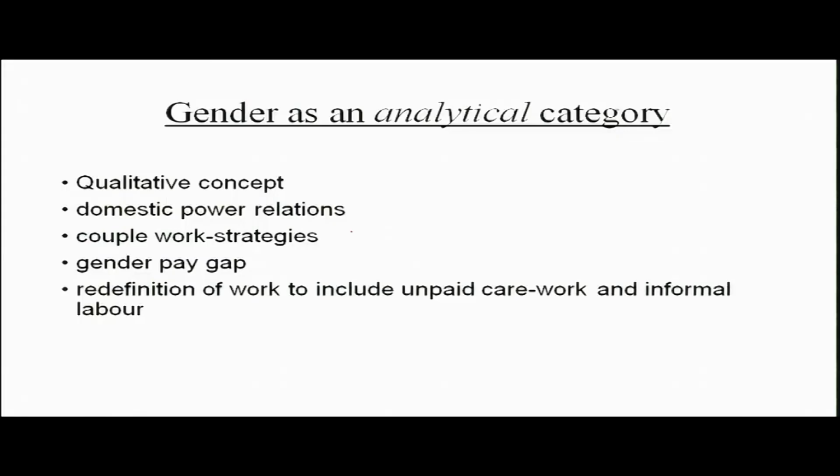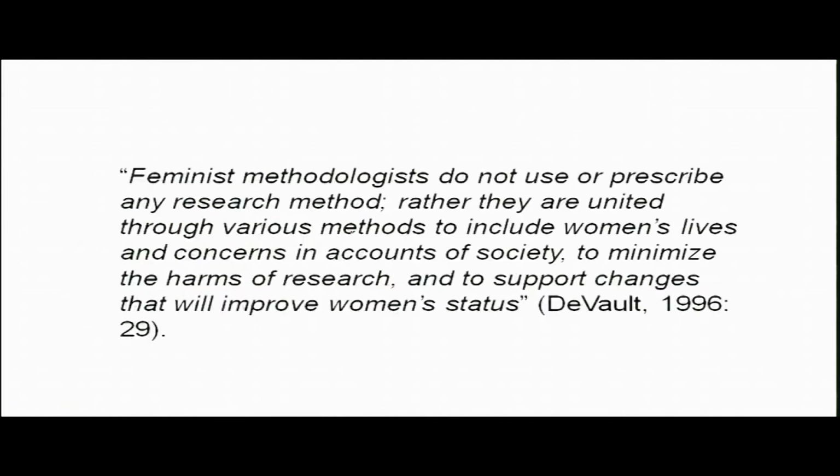power relations. If we recall from some of the previous lectures how gender as an analytical category has evolved, we have seen that gender has evolved to be a qualitative concept, which has often talked about domestic power relations, and has emphasized couples' work strategies, the idea of the pay gap, and then the redefinition of work to include unpaid care work and informal labor. So there are various ways in which gender has shifted over time as an analytical category.